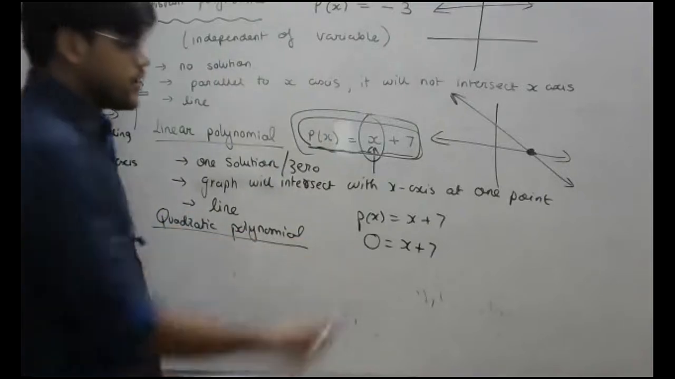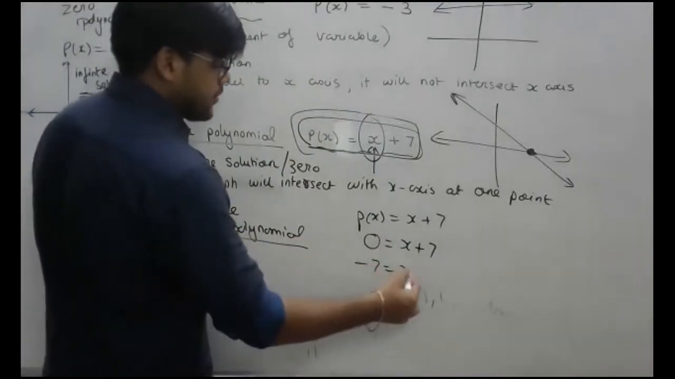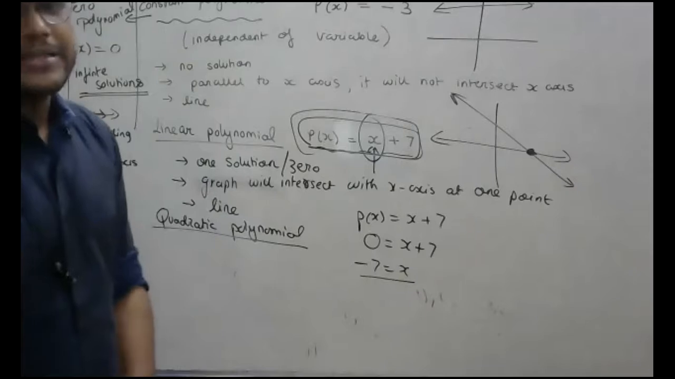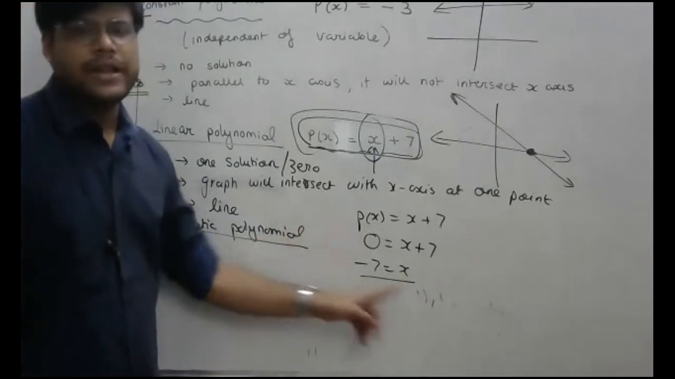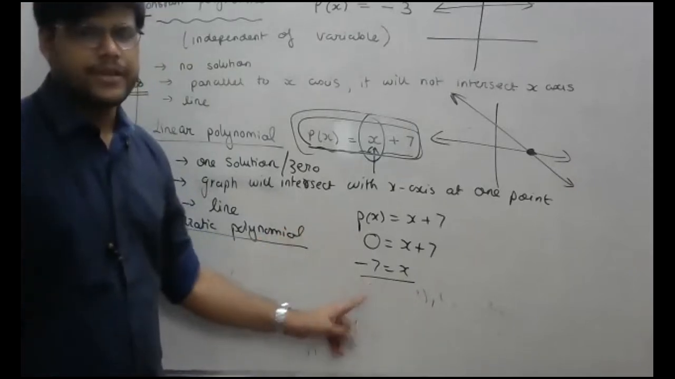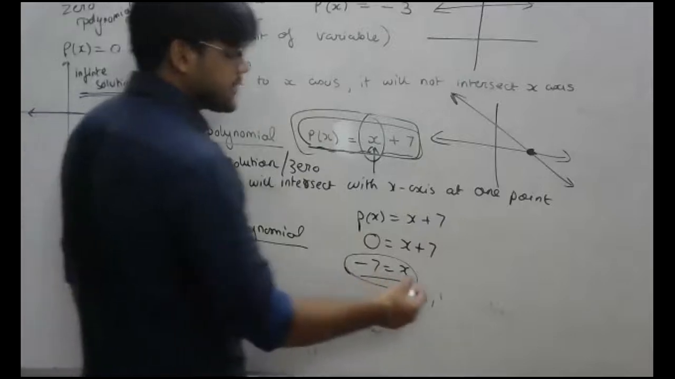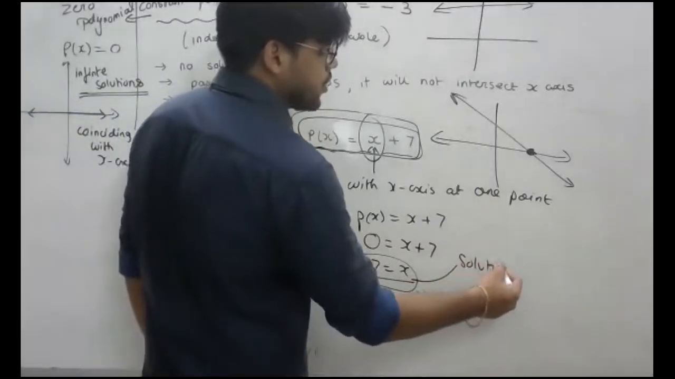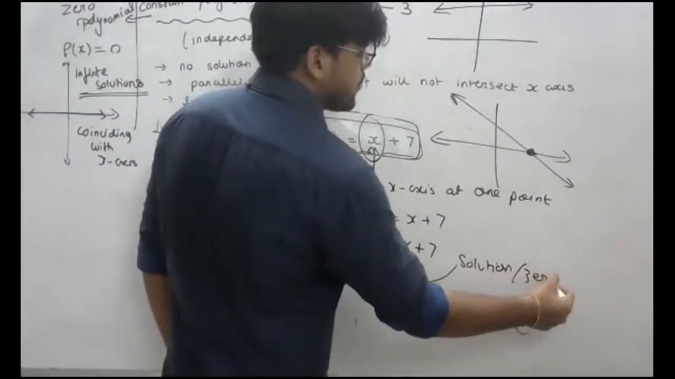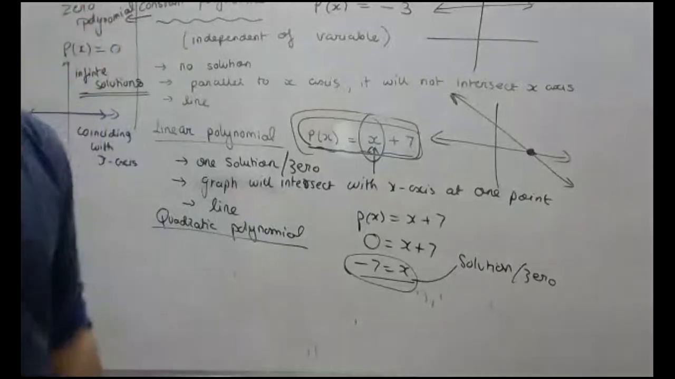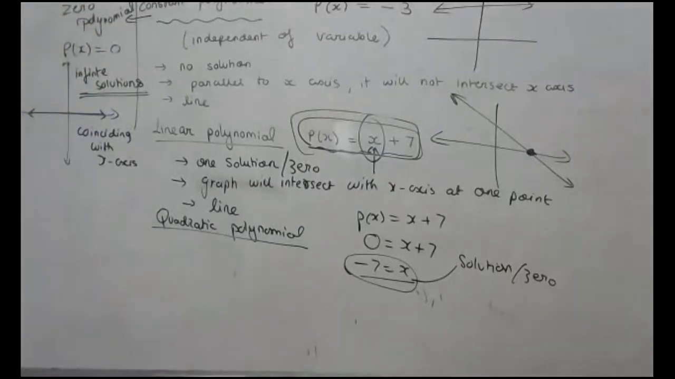Now what you will be doing? You will send 7 to the left hand side. So what is the value of x? -7. P of x 0 कब होगा? When x is -7. So -7 is considered a solution of the polynomial, or a 0 of the polynomial. Is it clear, Harsh? Yes, sir.